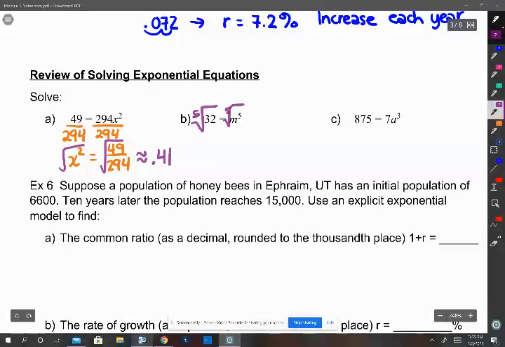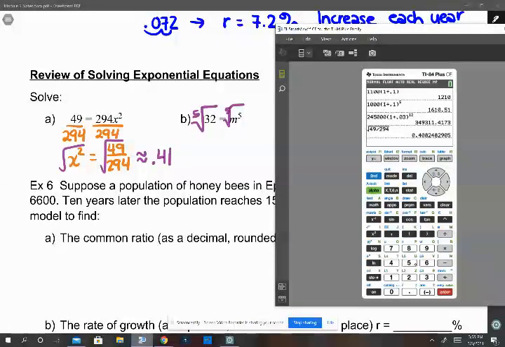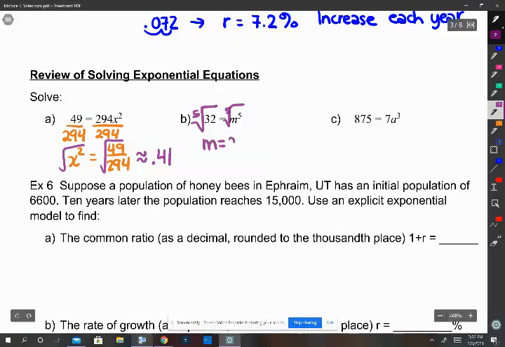And the way we do that on our calculator is we're going to put the 5 in first, then you push math, and then you go down to number 5, and then we're putting in the 32. That's one option. So that gives us m is equal to 2.